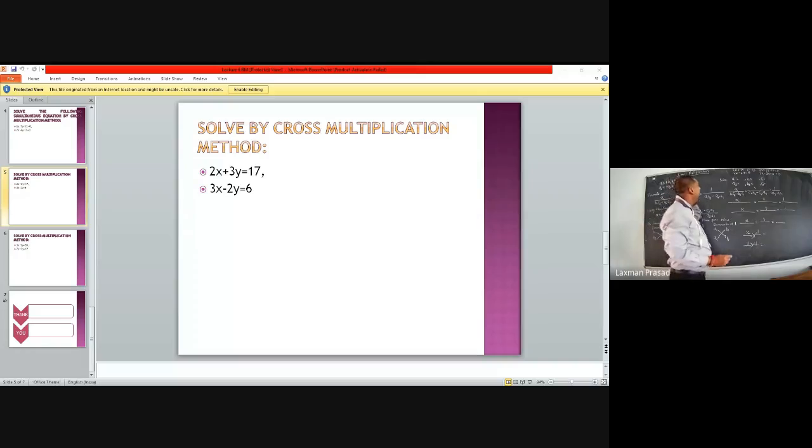Okay, so here the value of a1 is 2, the value of a2 is 3, the value of b1 is 3, the value of b2 is minus 2, the value of c1 is minus 17, the value of c2 is minus 6.